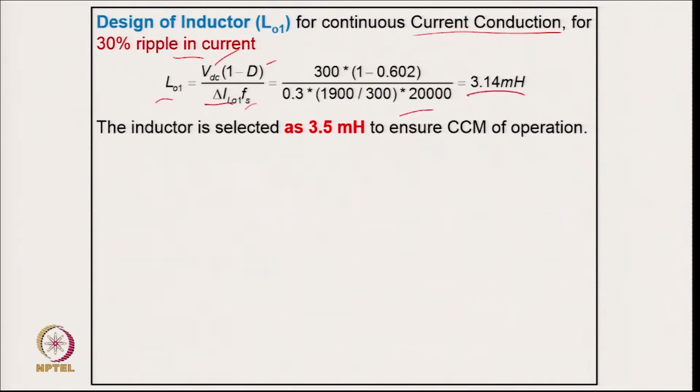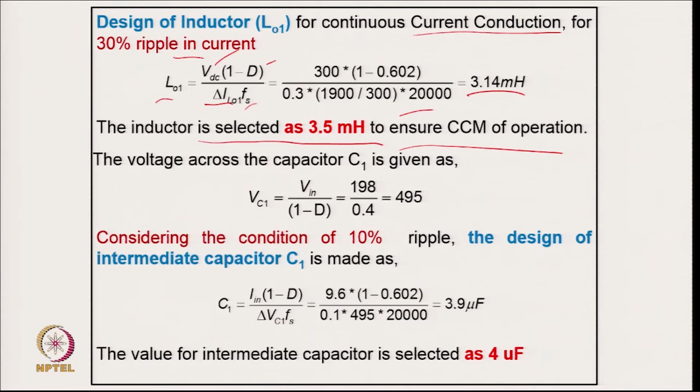To make sure that it also operates in continuous conduction mode over a wide operating range, the inductor is selected as 3.5 millihenry, a little higher than what we actually calculated, to make sure that the continuous conduction mode of operation is always there with wide voltage variation and load variation.